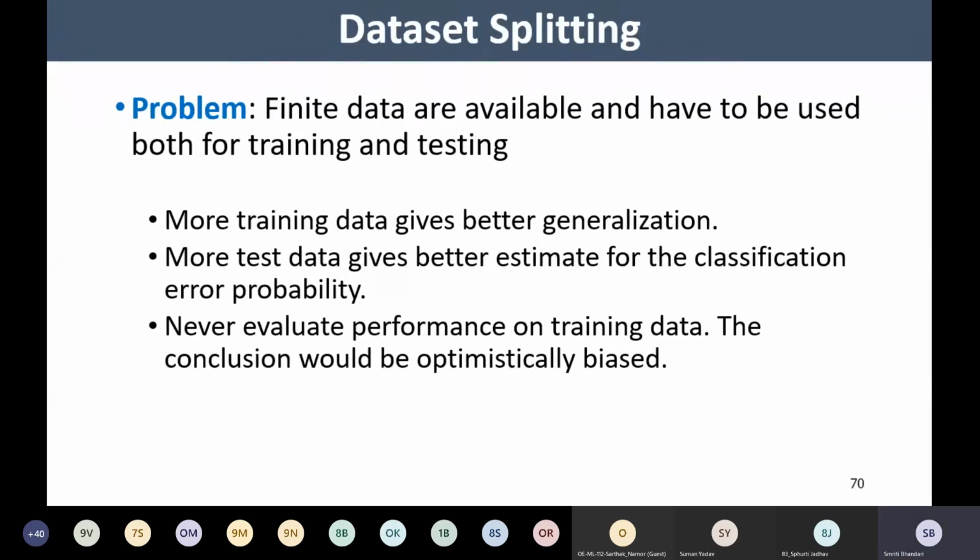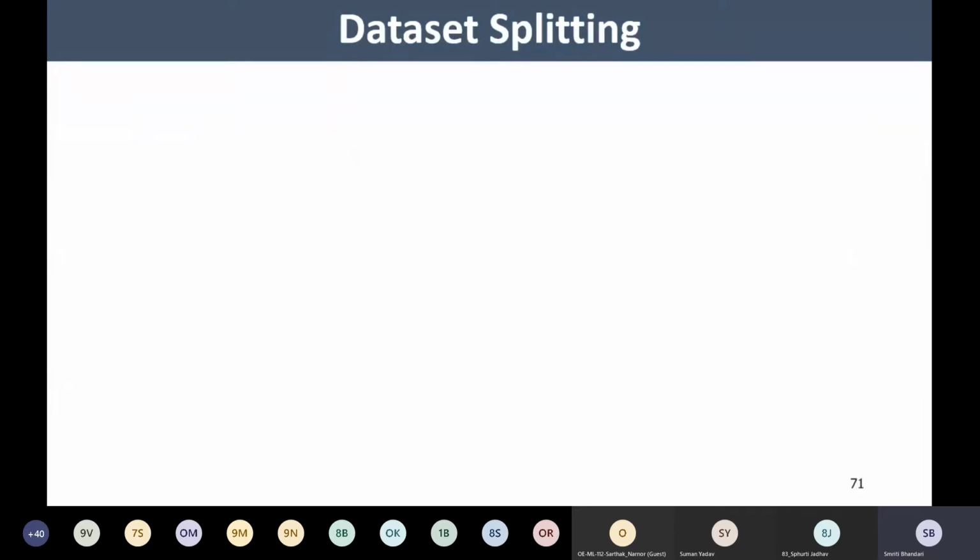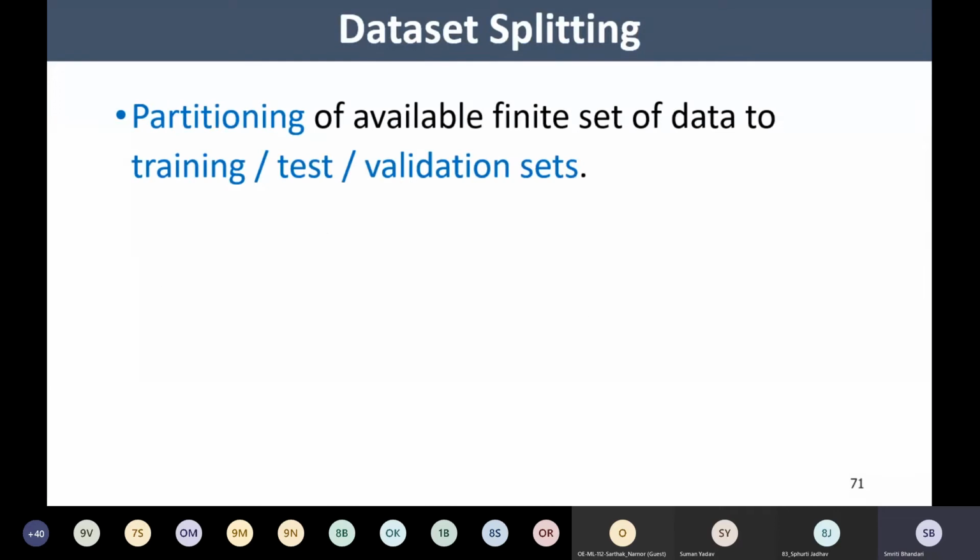So with this background, we are now going to look at various ways in which the given data can be partitioned into a training data set, a test data set, and sometimes we may have one more data set that is called the validation data set, right?